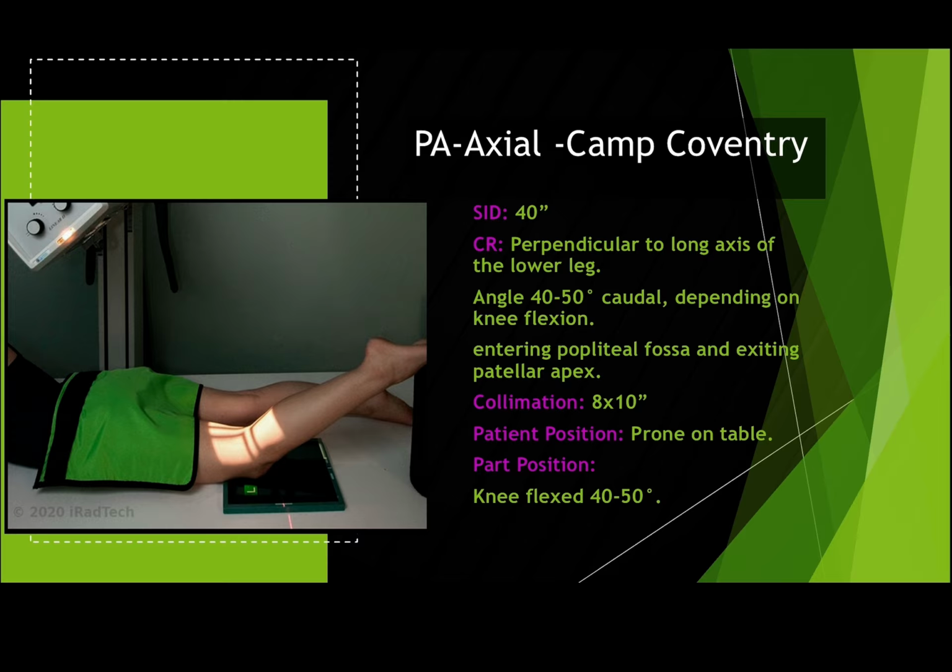Our next one is the PA axial Camp-Coventry. Our SID is 40 inches. Central ray is perpendicular to the long axis of the lower leg. We angle 40 to 50 degrees caudad, depending on the knee flexion, entering the popliteal fossa and exiting the patellar apex. Collimation is 8 by 10. Patient position is prone on the table and the knee is flexed 40 to 50 degrees.